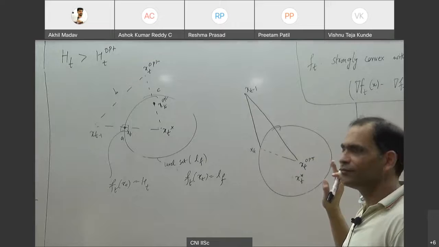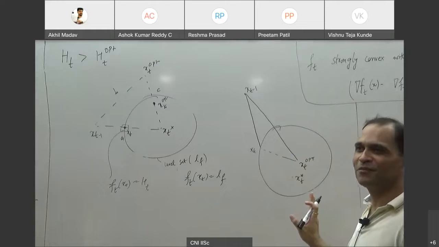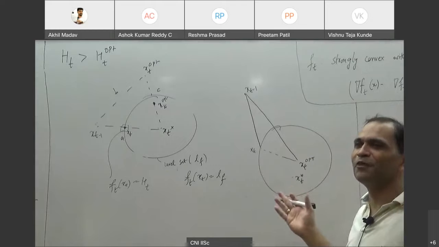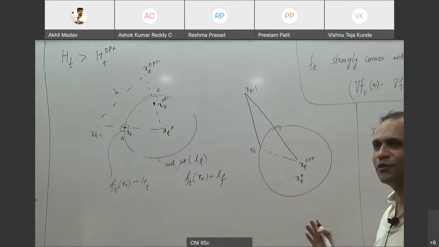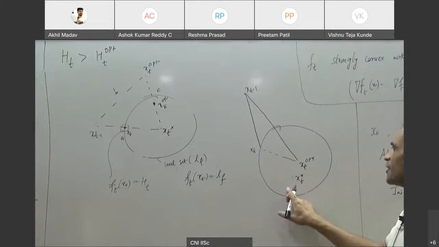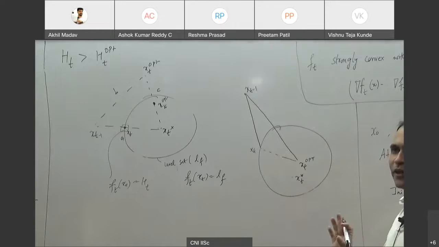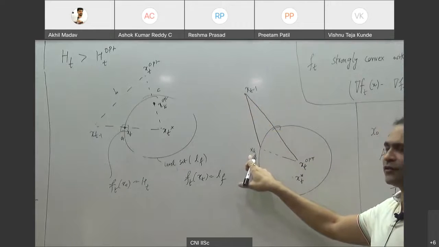But the thing is, I don't know if XT is the center or not. This function defines it. It need not be nice. No symmetry is assumed, so this is for visualization only. XT is inside, definitely, and XT opt is also inside. What I know is XT minus 1 is outside and XT is on the boundary.